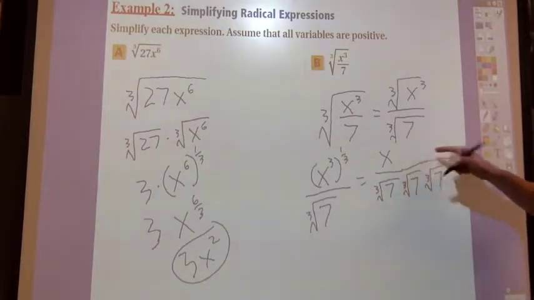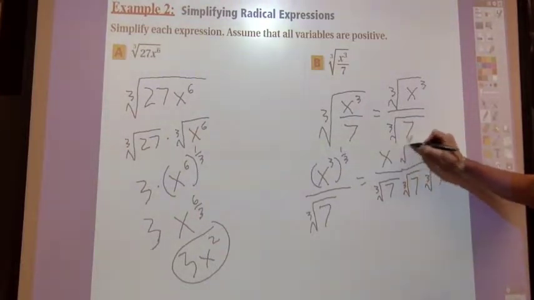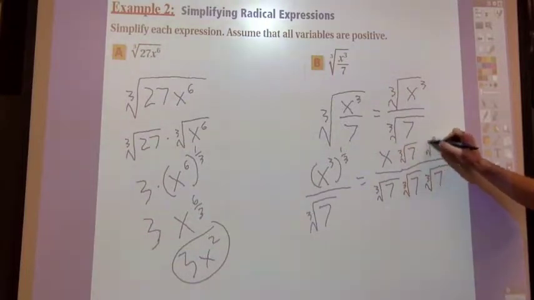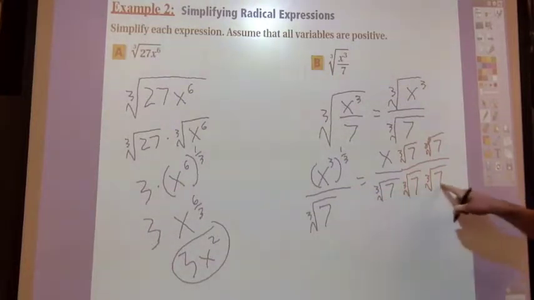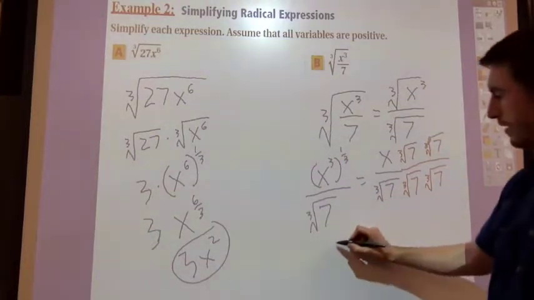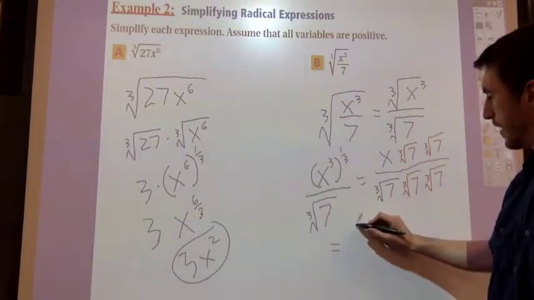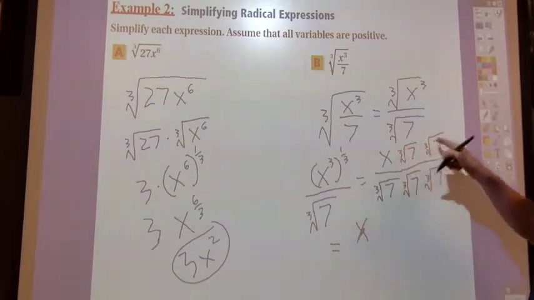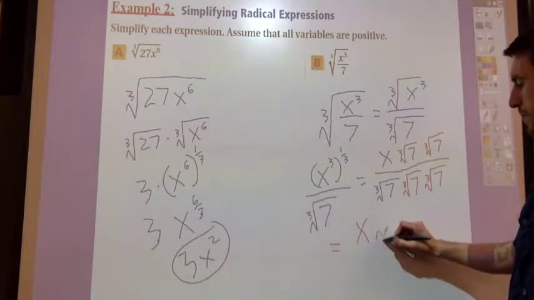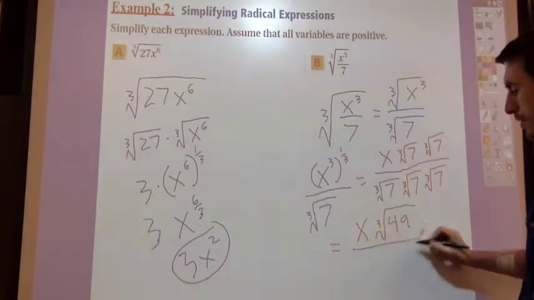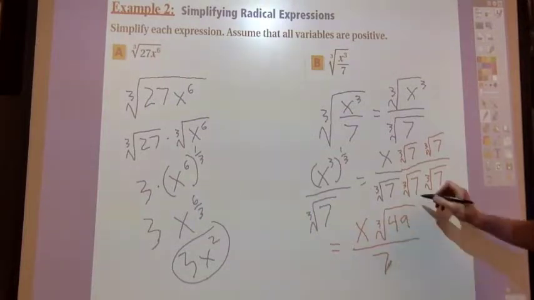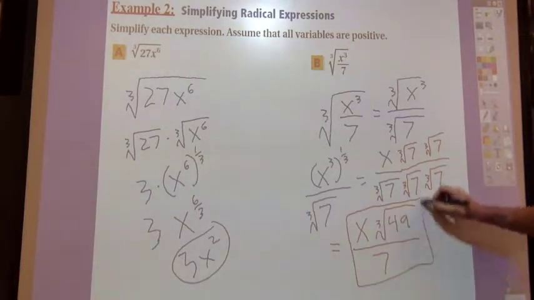And then I need 2 more on top to even it out. Third root of 7, third root of 7. So now my denominator, all of these multiplied together, equals 7. And on the top, I've got third root of 7 times third root of 7. So that's going to be third root of 49 all over 7. And we can't simplify this anymore, so that's our final answer.